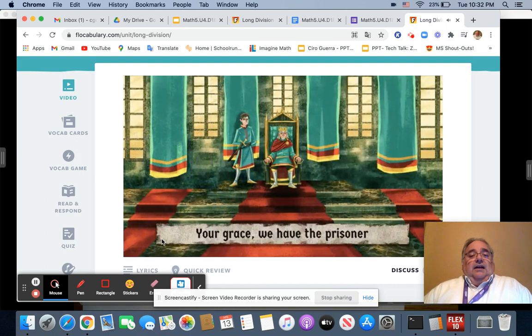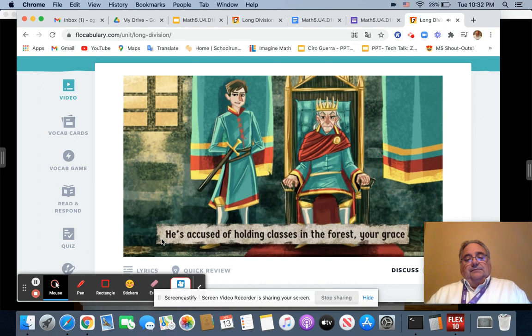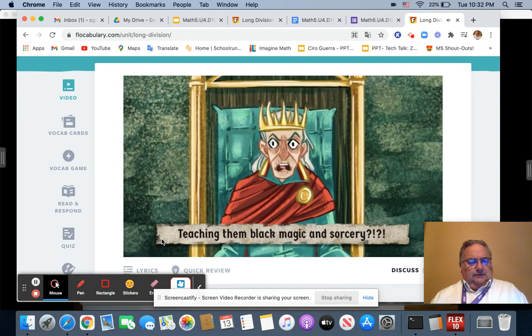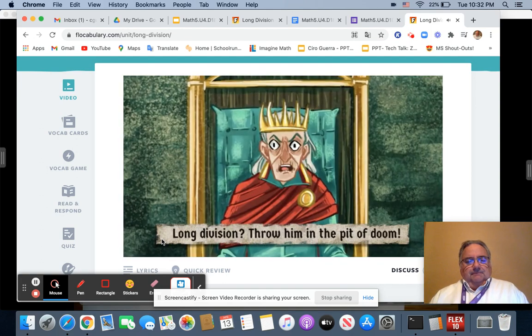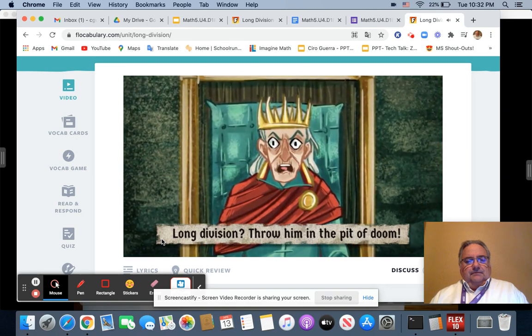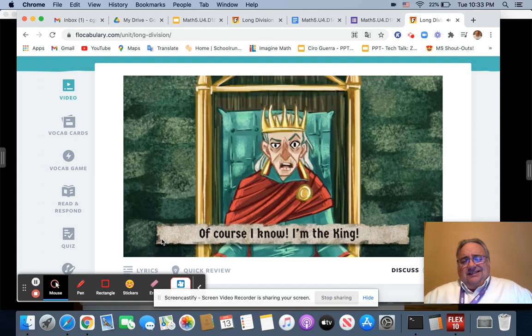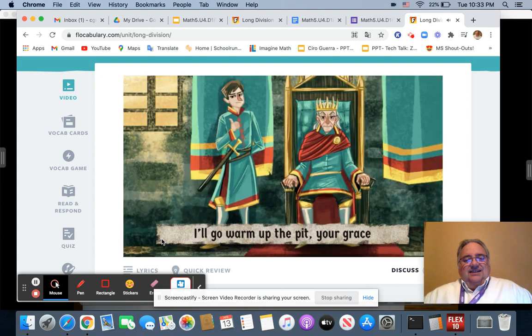Your Grace, we have the prisoner. Bring him forth. He's accused of holding classes in the forest, Your Grace. He's been teaching the peasants. Teaching them? Teaching them what? I'm teaching them math, Your Grace, long division. Teaching them black magic and sorcery? No, Your Grace, it's long division. Throw him in the pit of doom. You do know what long division is, right, Your Grace? Of course I know. I'm the king. But explain it to me anyway. I'll go warm up the pit, Your Grace.